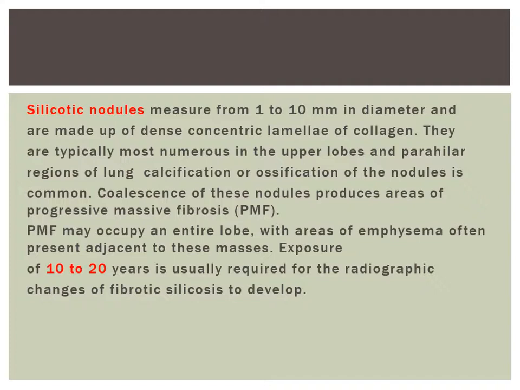Coalescence of these nodules produces areas of progressive massive fibrosis, which may occupy an entire lobe, with areas of emphysema often present adjacent to this mass. Exposure of 10 to 20 years is usually required for radiographic changes of fibrotic silicosis to develop. The PMF masses usually start more peripherally.